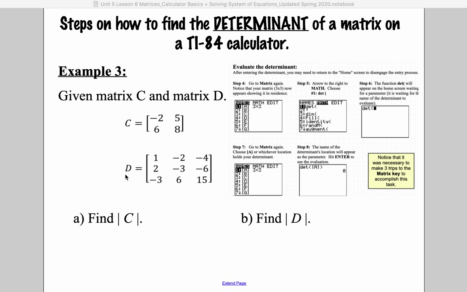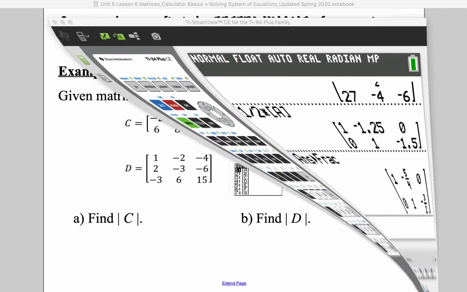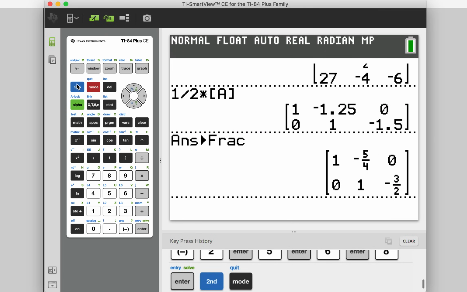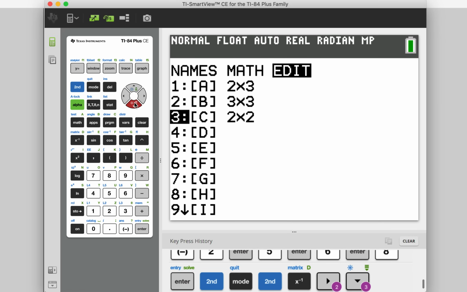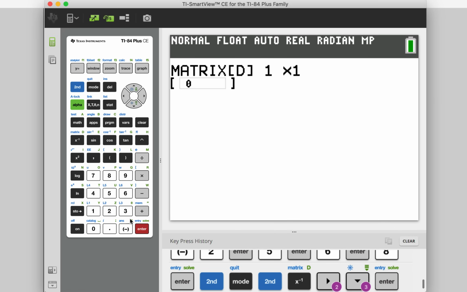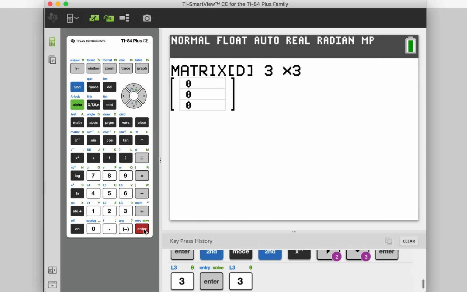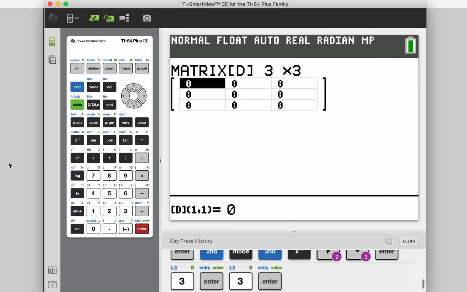Now I'm going to enter in matrix D. So it's a 3 by 3. So we go second matrix over to edit again. And now this time I'm going to go all the way to matrix D. It is a 3 by 3.